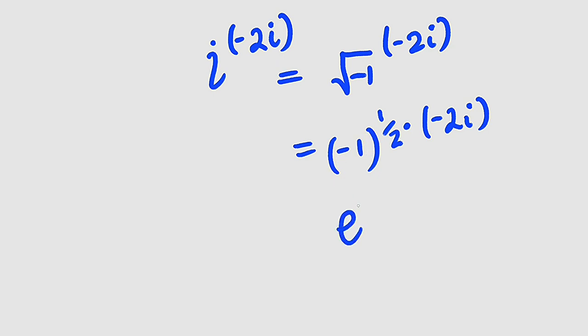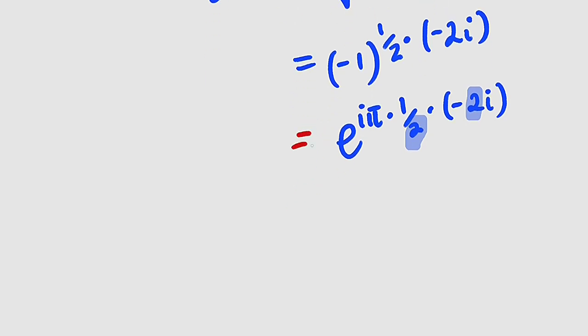So we have e to the i pi, then multiplied by 1 over 2, multiplied by negative 2i. From here, this 2 will cancel this 2. What do we have left? We only have e to the i pi multiplied by negative i, because 2 is gone here.